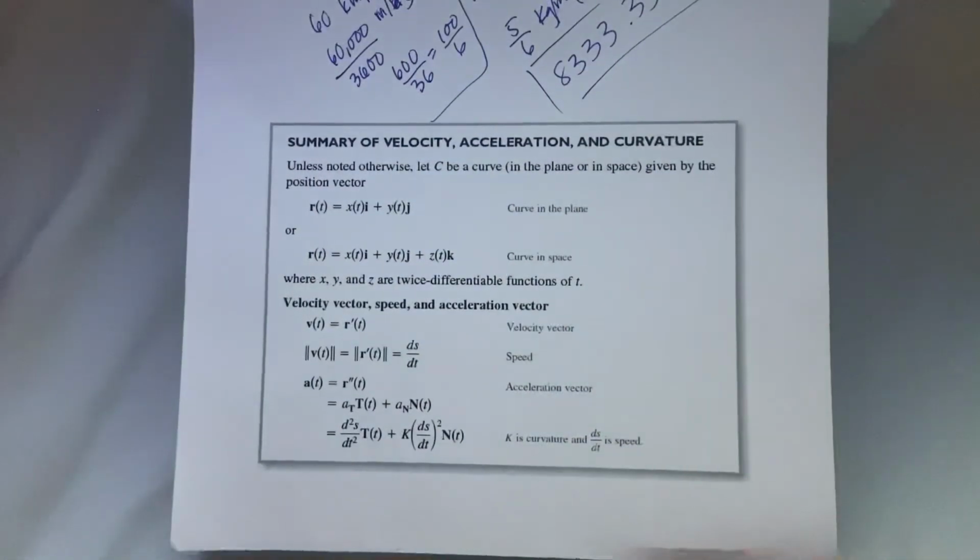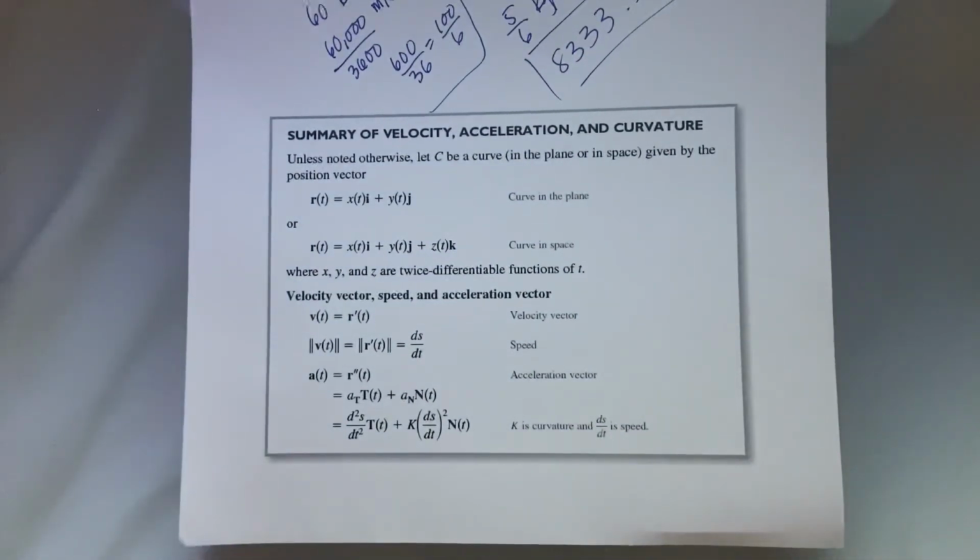Now, the rest of your notes here, it's a summary of everything from chapter 12, which will be formulas you can use. These should be helpful for you when you're going through problems on the review and then doing the test. So that's it for this section.